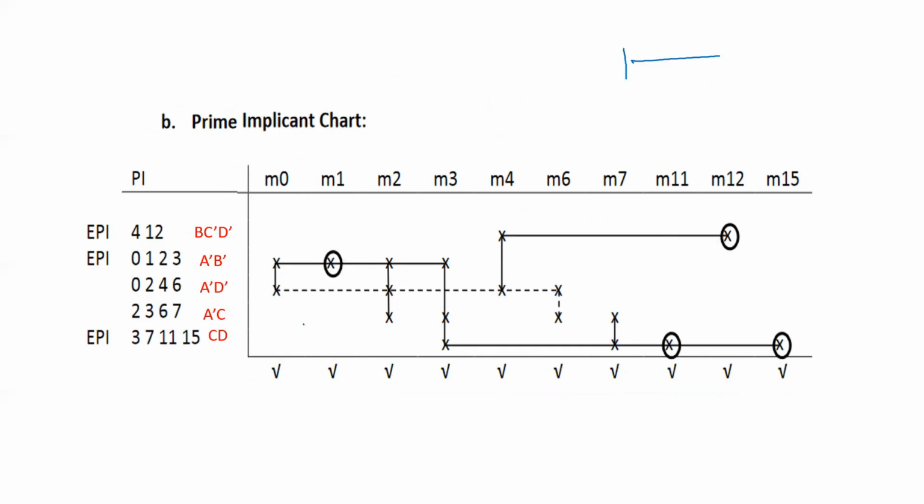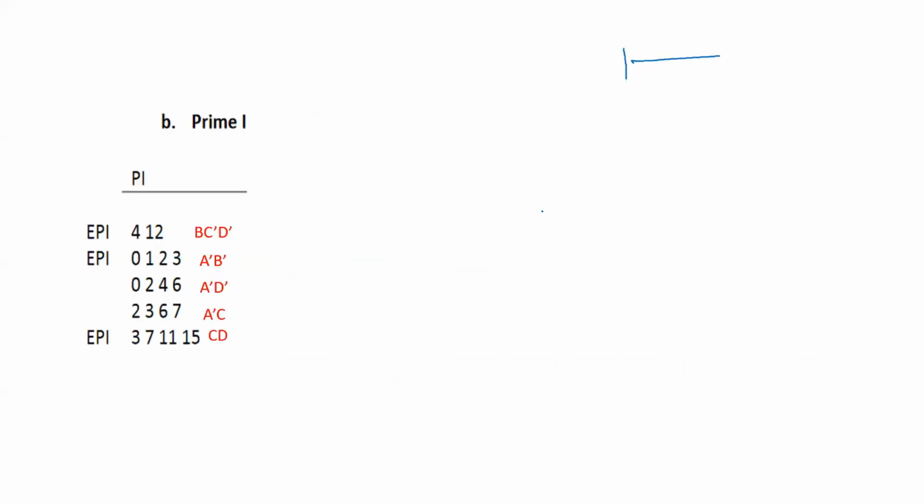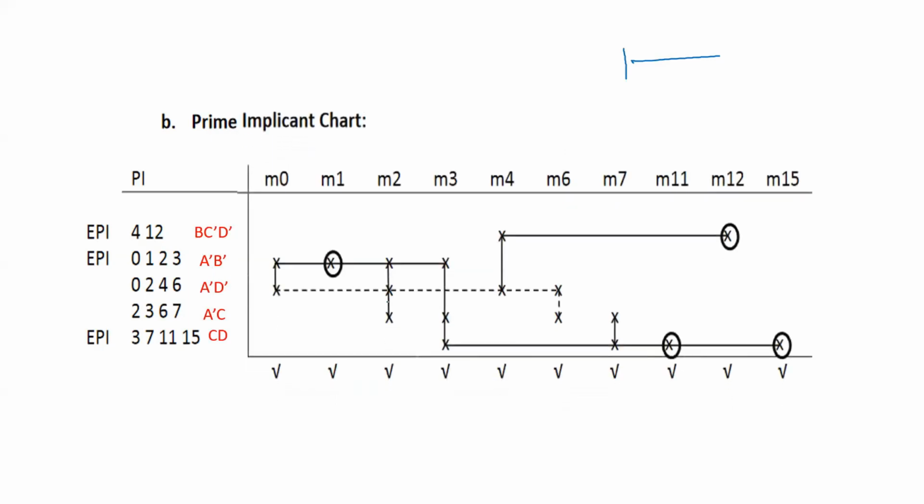So here you can see some of them might be redundant. A bar C is not needed. The reason for that is that A bar C is getting a connection from this. This is getting a connection from both of them, and this can be getting connections from this. On the basis of that, the horizontal lines are actually your essential prime implicants.